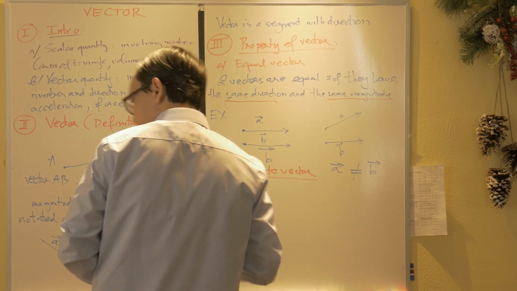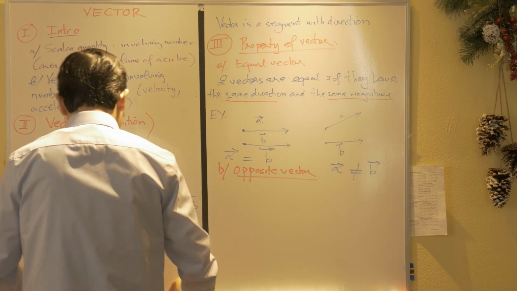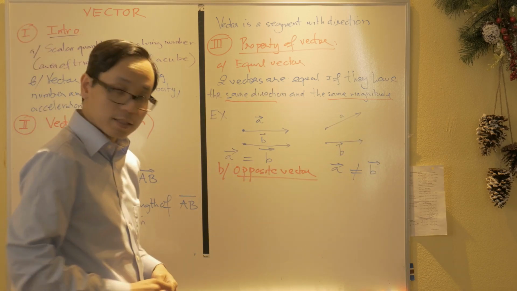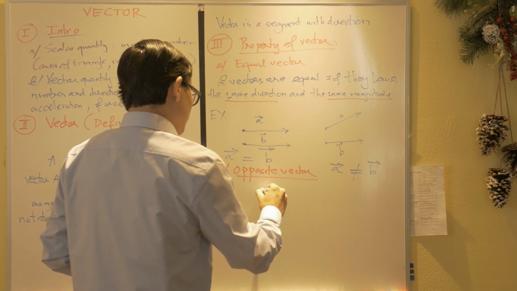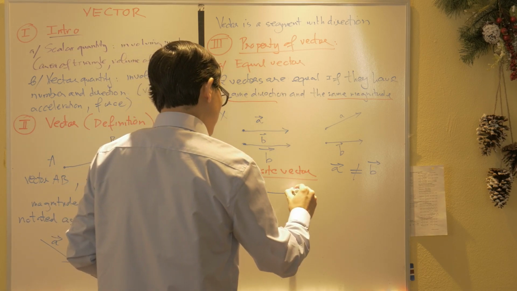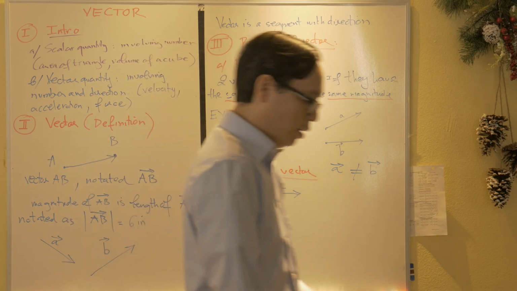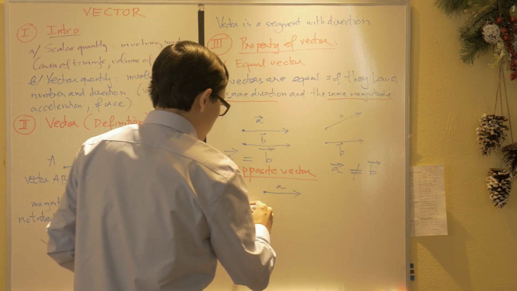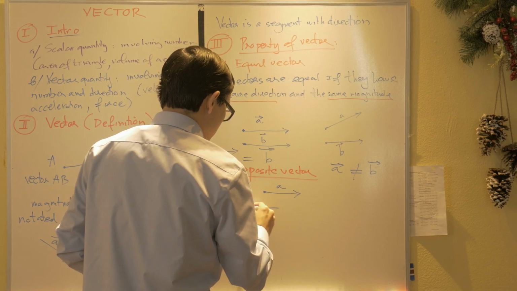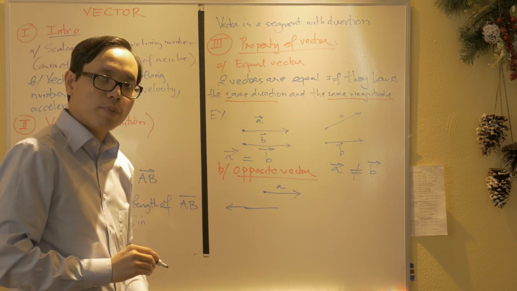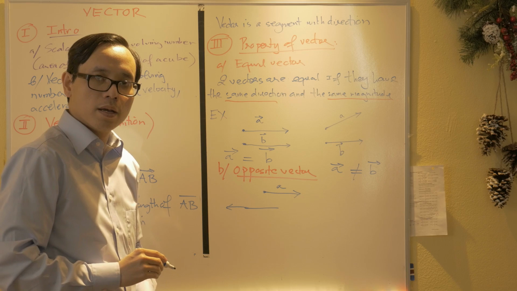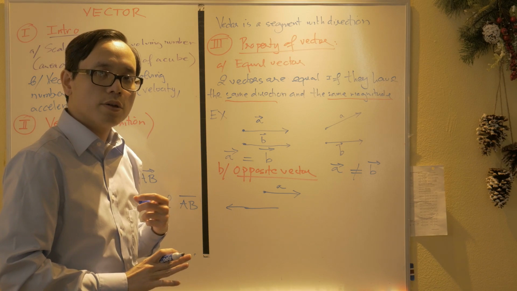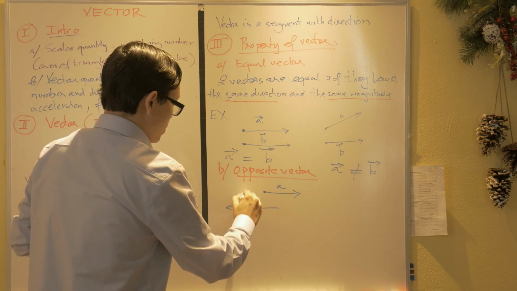Opposite vector. It means that one vector is pointed to the right hand side, the other vector pointed to the left hand side. So we have vector A that looks like this. Okay, and we also have another vector that looks like this. It can be longer, the magnitude could be bigger or smaller or the same, but the direction is pointed one to the left and the other one to the right. Okay, so I call this vector B.